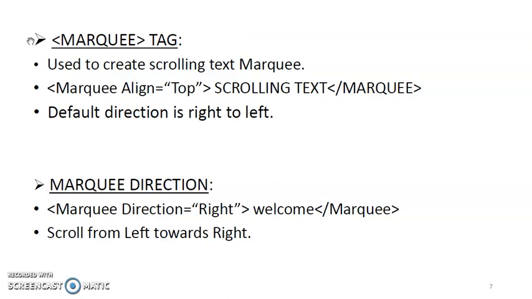Okay, see, this is the difference between the marquee align and marquee direction. Marquee align is used to set the alignment of the marquee and marquee direction is used to set the direction of your marquee or the direction of your text. Okay, this is all about today's lecture. Okay, in the next lecture we will see some more tags and some more examples of HTML programs. Okay, so bye bye.